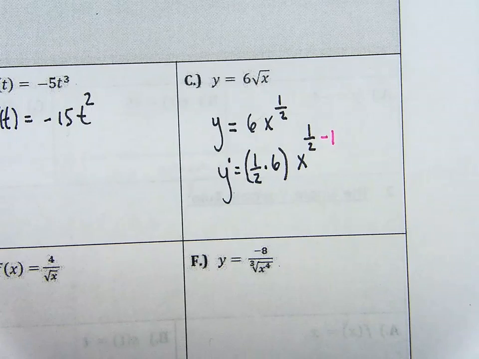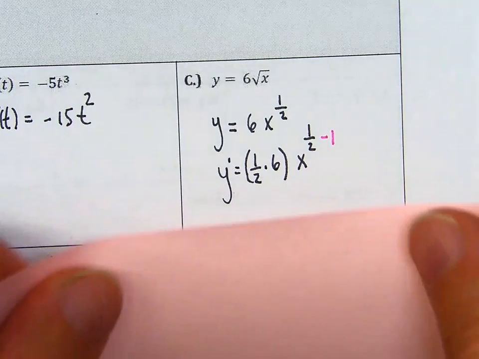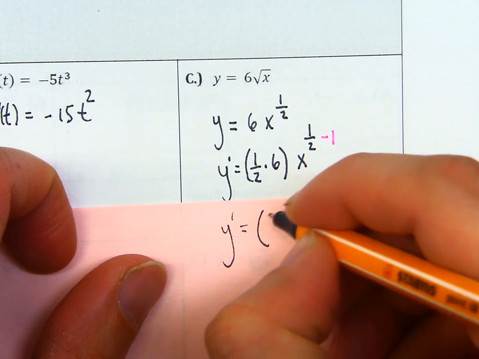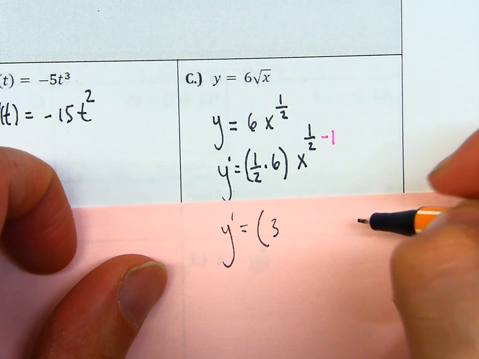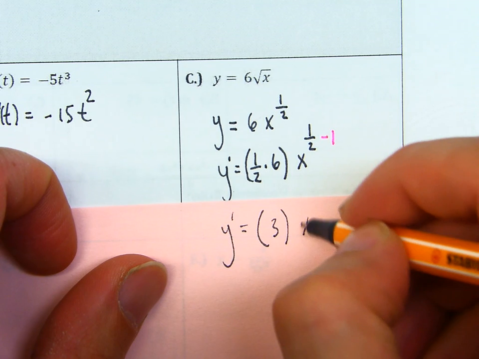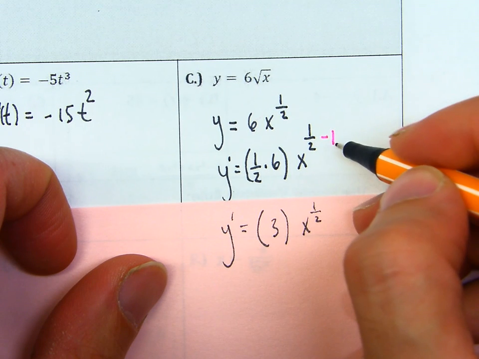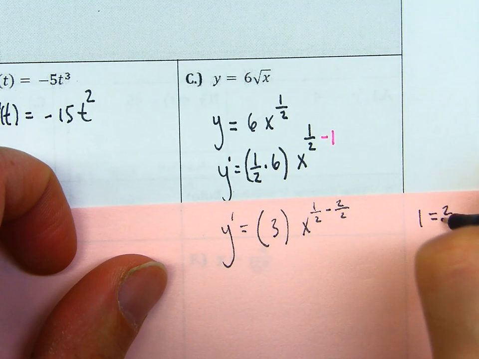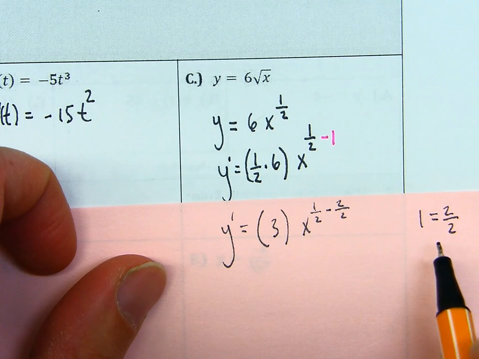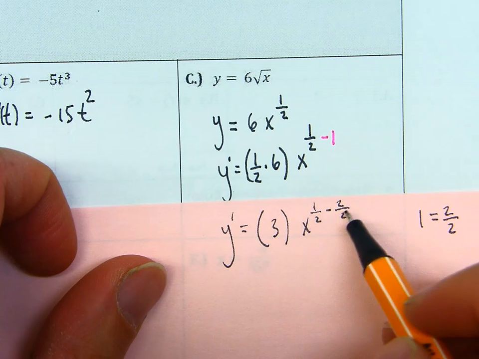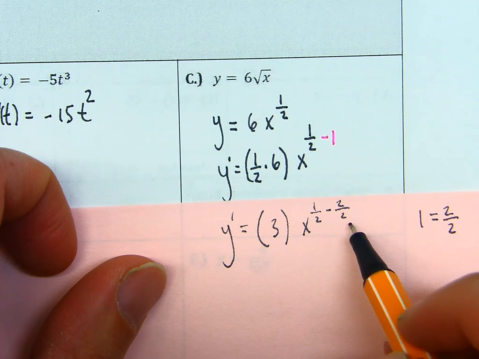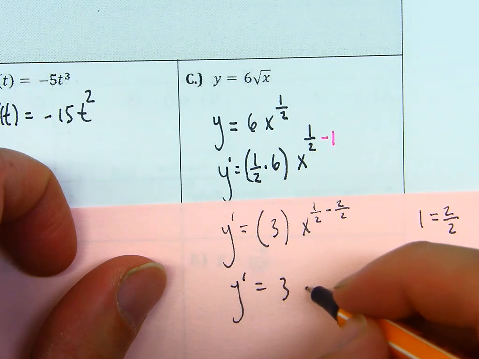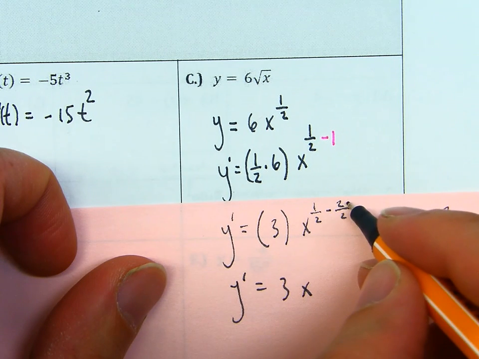But what does this become? Let me extend this a little bit more. y prime equals 1/2 times 6, which is 3, and then 3 times x to the 1/2 minus 1. What is 1 equal to? It's equal to 2 over 2. Remember that 1 is equal to 2 over 2. Why did we change this 1 to 2 over 2? Because we want to subtract these fractions, and the denominators need to be the same. So y prime is just equal to 3 times x to the, what is 1 minus 2?